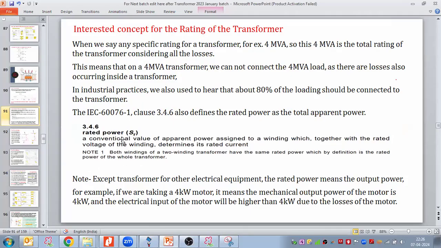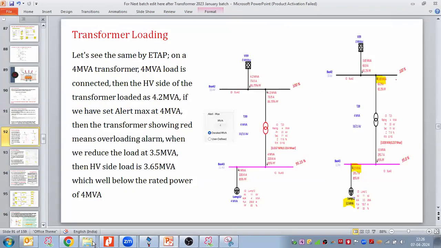So this is the case only for the transformer. Except the transformer, if I take a motor, this is not the case. If I say a 4 kilowatt motor, or 400 kilowatt motor, for example a 4 kilowatt motor, it means the 4 kilowatt is the mechanical output power of the motor. The electrical input of the motor will be higher than 4 kilowatt. It may be 5-6 kilowatt, like that, due to the losses of the motor. The same concept we have written here.